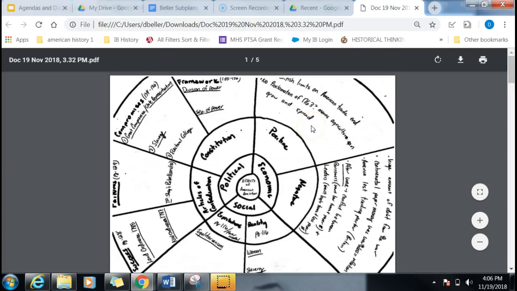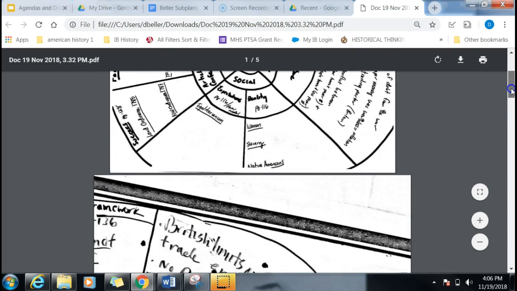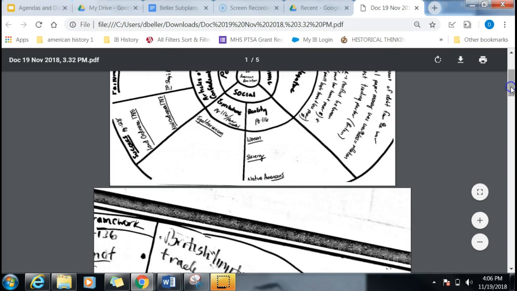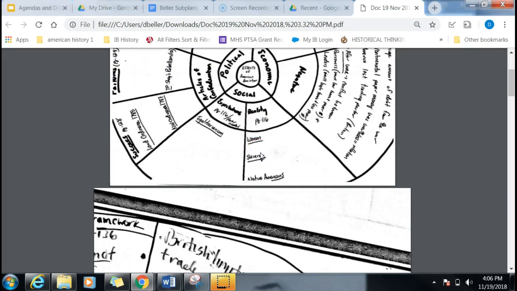For positive economic effects, I have outlined those for you. Same thing for the negative economic effects. And then for social, you would once again discuss the expectations that you would have. And then using the textbook, you would want to look at the social effects of the American Revolution concerning women, the institution of slavery, and Native Americans.